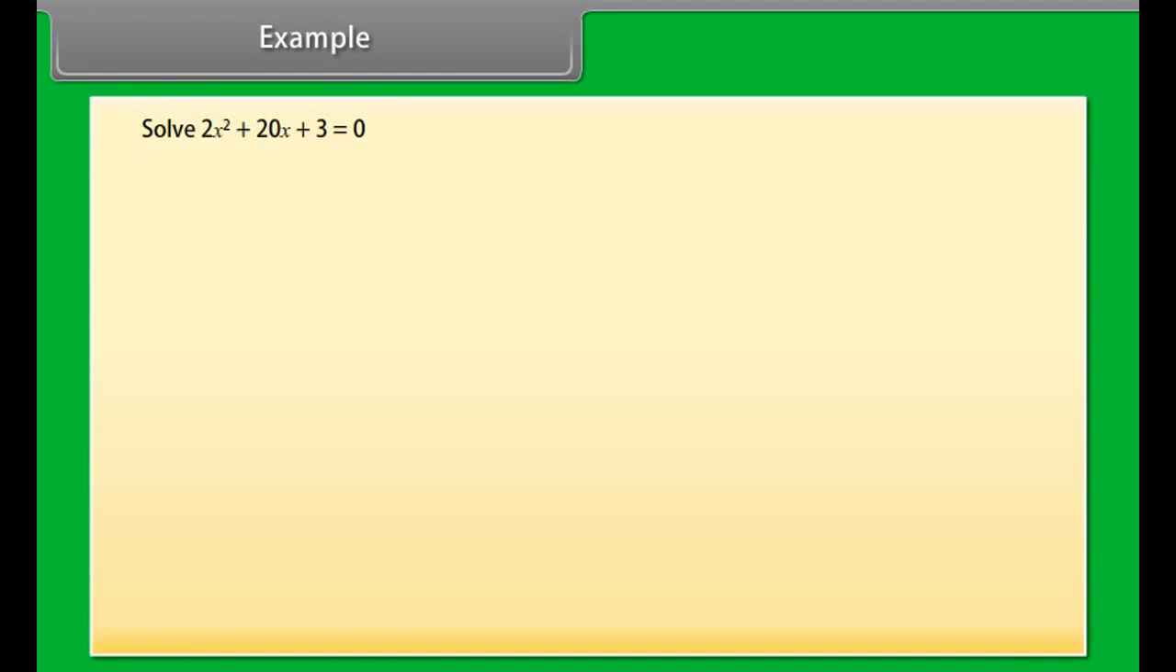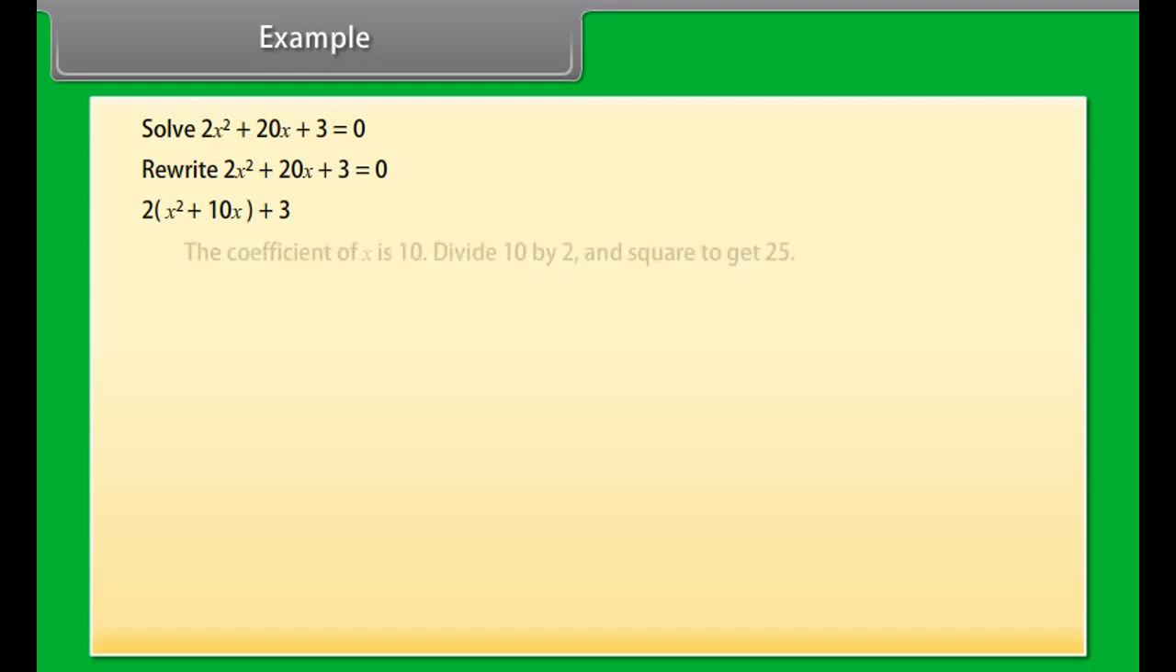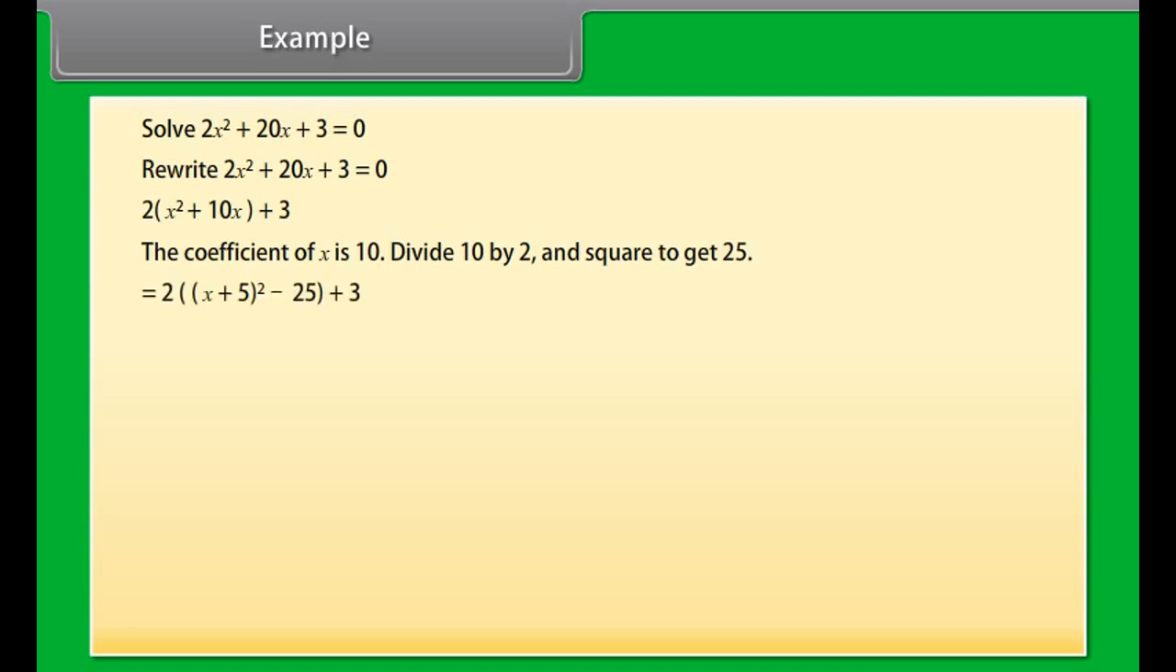Rewrite x square plus 6x as a square plus another term. The coefficient of x is 6. Dividing 6 by 2 and squaring it gives 9. x square plus 6x is equal to x square plus 6x plus 9 minus 9, which equals (x plus 3) whole square minus 9.